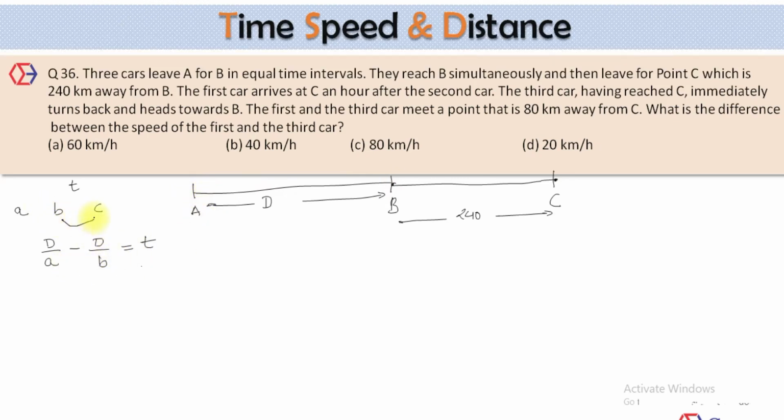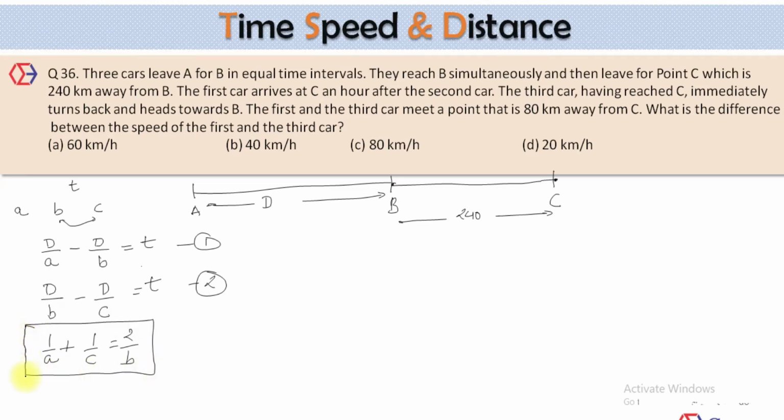Similarly, when you compare the second car and third car, the third car left after t hours of the second car. So the time taken by the second car is D by B, the time taken by the third car is D by C, and the difference between the timing should be t. When you divide these two equations, this t will be cancelled out and this D will also be cancelled out. After simplification, what you will get? 1 by A plus 1 by C is equal to 2 by B.